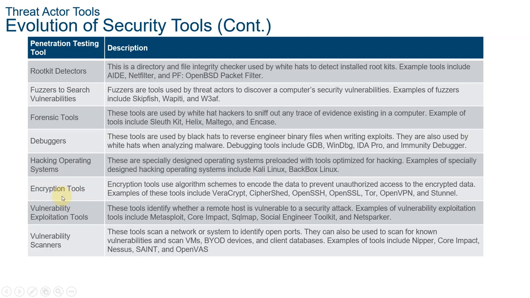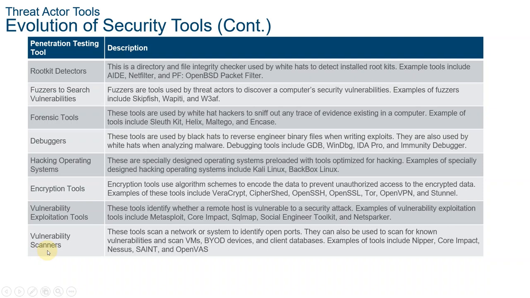Next would be the encryption tools. Encryption tools use algorithm schemes to encode data to prevent unauthorized access to the encrypted data. Examples of these tools include VeraCrypt, CipherShed, OpenSSH, OpenSSL, Tor, OpenVPN, and Stunnel. You also have the vulnerability exploitation tools. These tools identify whether a remote host is vulnerable to security attack. Examples include Metasploit, Core Impact, SQLmap, Social Engineer Toolkit, and Netsparker.